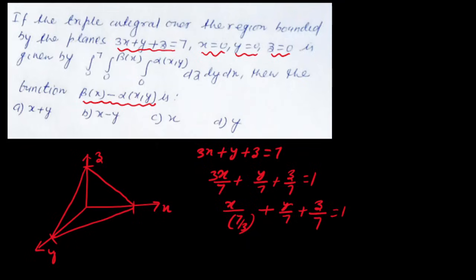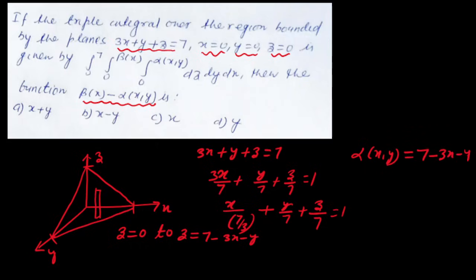We have done this kind of problem in our detailed regular video also. So if I have to consider dz dy dx, so first the limit is in terms of x and y, meaning they are taking the limit of z. So we have to take a structure like this which starts and goes up to the plane. So clearly the limit of z will vary from z = 0 to z = 7 - 3x - y. So basically alpha(x,y), if I may write it, alpha(x,y) is nothing but 7 - 3x - y.